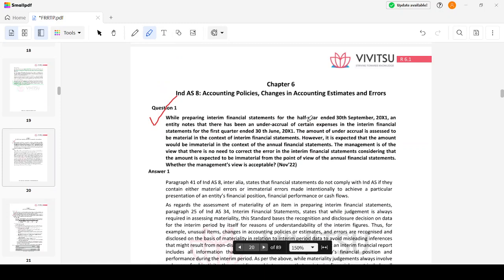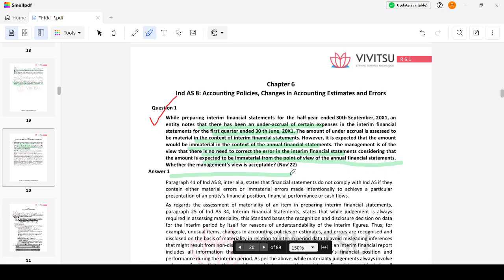While preparing the interim financial statement for the half year ended 30th September 2021, the entity notes that there has been under accrual of certain expenses in the interim financial statement for the first quarter ended 30th June 2021. The amount of under accrual is assessed to be material in the context of the interim financial statement. However, it is expected that the amount would be immaterial in the context of the annual financial statement. The management is of the opinion that there is no need to correct the error in the interim financial statements, considering the amount is expected to be immaterial from the point of view of the annual financial statement. Is the management's view acceptable?